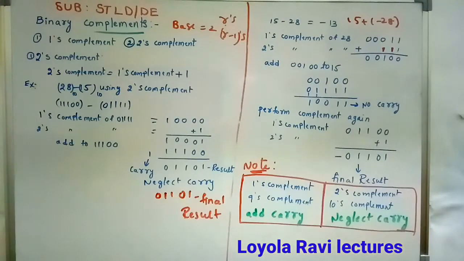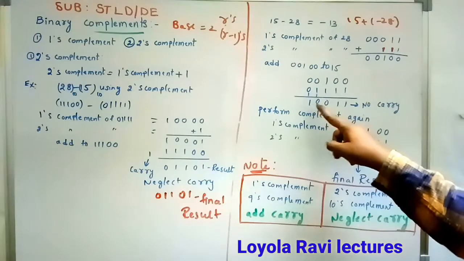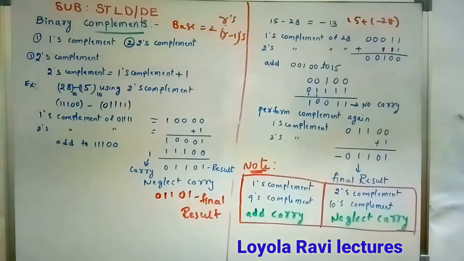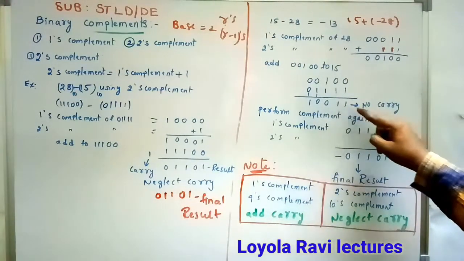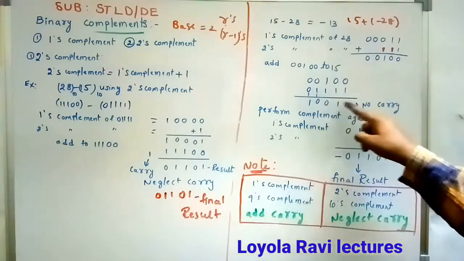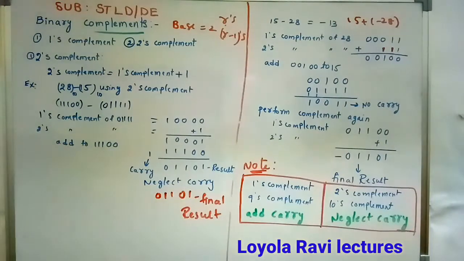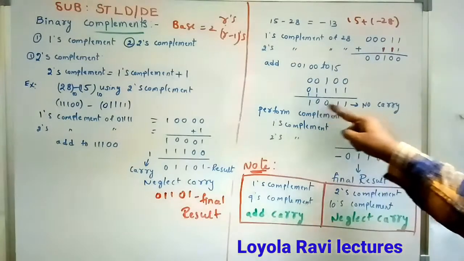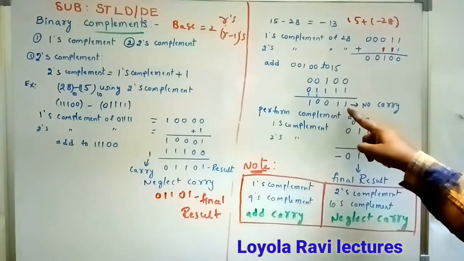And the answer is not minus 13. 10011 means 16 plus 2 plus 1, which is 19. So that is not our exact answer. Here there is no carry. We have 5 bits and we get the same 5-bit answer. If we get a negative result, we have to perform the complement again. Remember that. Whatever we get here is not our final result. For this result, 10011, we have to perform complement again.